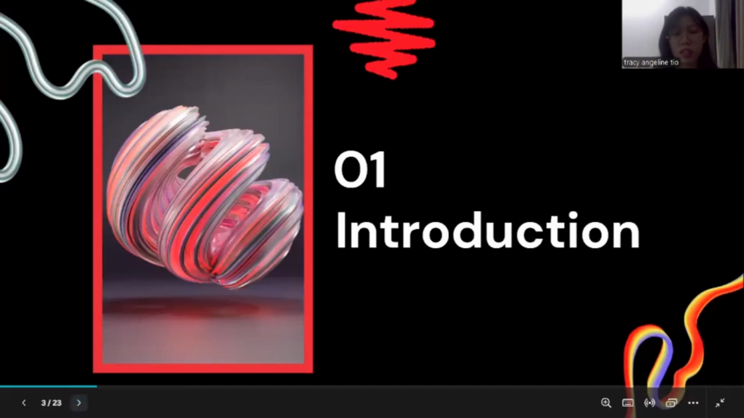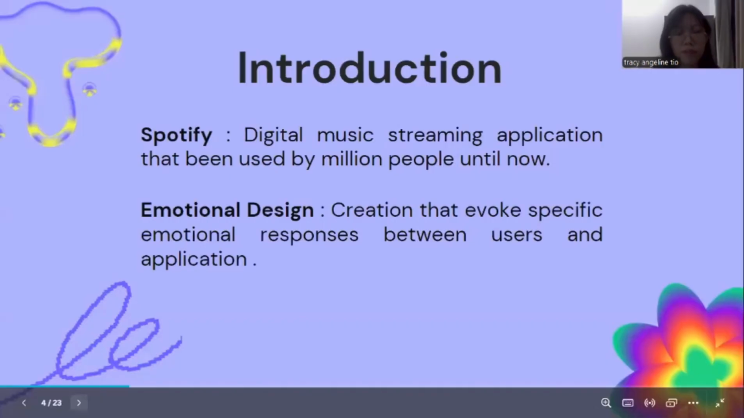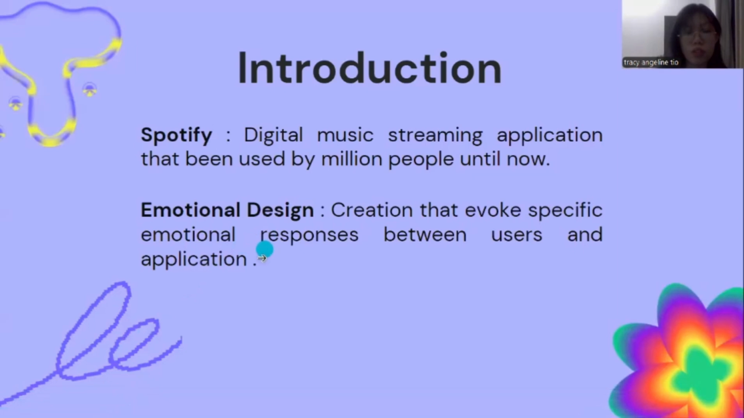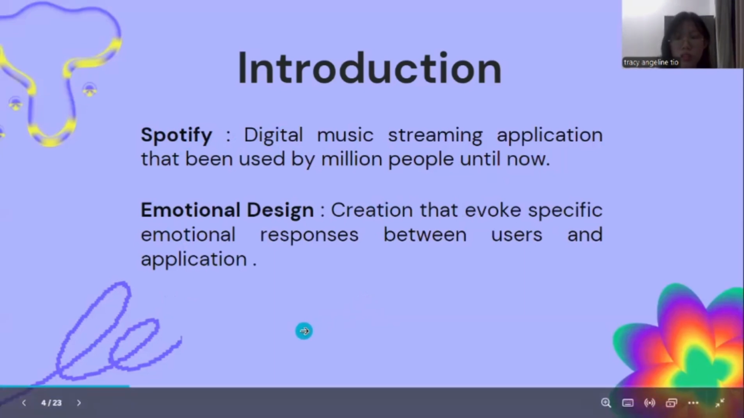Now let's begin with the introduction first. There are two main points of my research topic, which are Spotify and emotional design. Nowadays, music applications have become a common part of daily life, serving as the primary means of music consumption for millions. I chose Spotify, a digital music streaming application that has been used by millions of people until now. The second one is emotional design. It's a creation that evokes specific emotional responses between user and application.